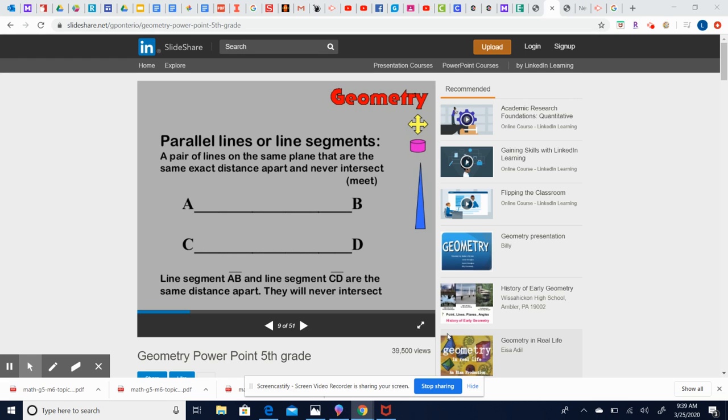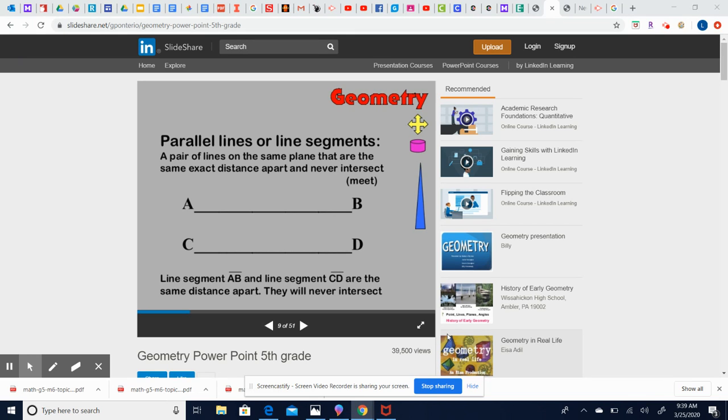Okay, so we're picking up from video 1, and we are continuing talking about parallel lines or line segments. So again, when we're talking about parallel lines, we're just talking about lines that are basically across from each other and they do not intersect.